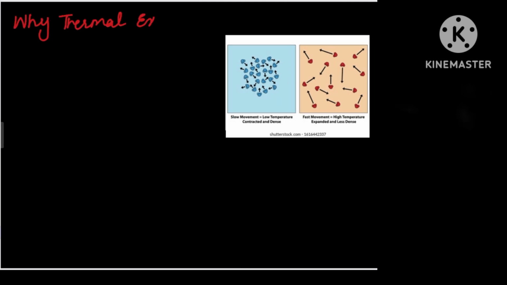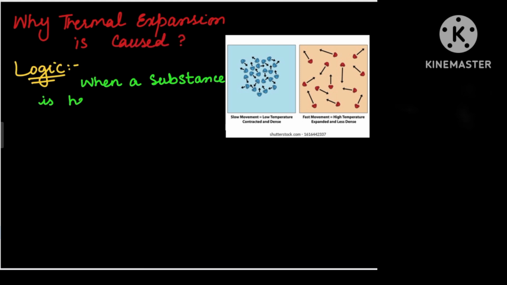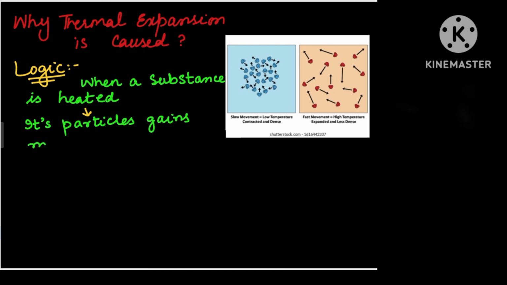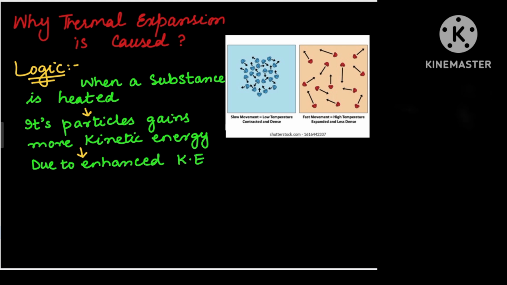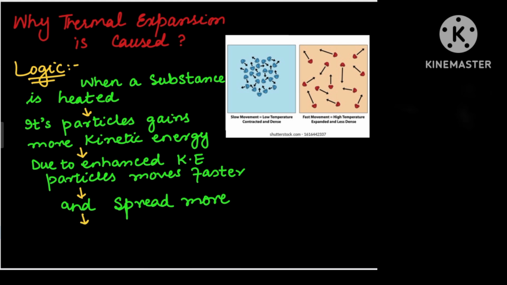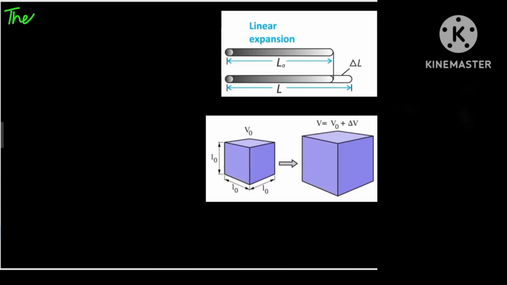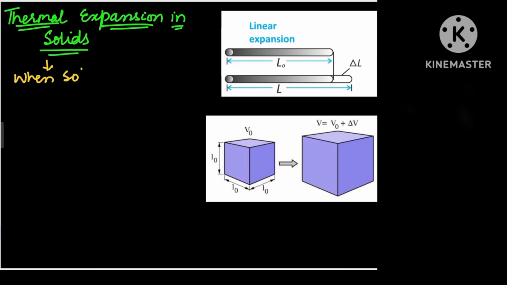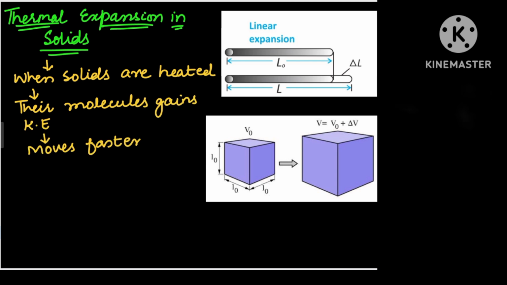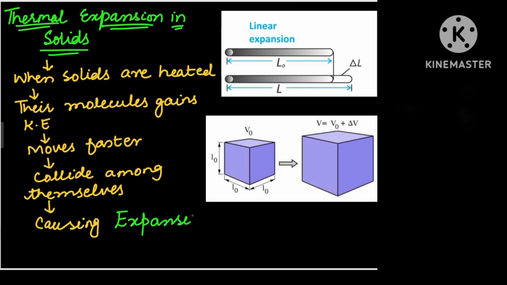Why is thermal expansion caused? When a substance is heated, its temperature rises, its particles gain more kinetic energy, and due to enhanced kinetic energy, molecules move faster, collide among themselves. After collision, they spread more, and this results in expansion. Thermal expansion in solids. When solids are heated, their molecules gain kinetic energy and move faster, and also collide among themselves. In this way, they spread more. That results in the expansion of solids.